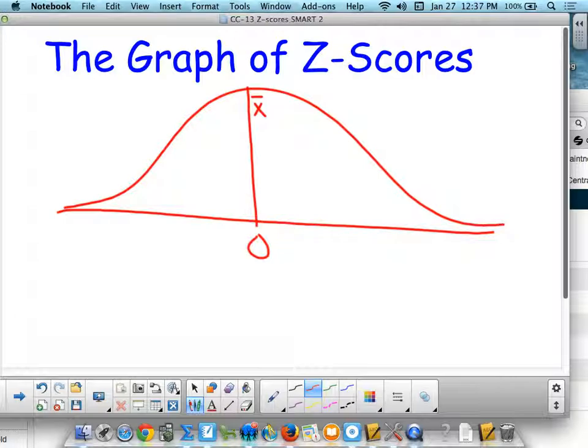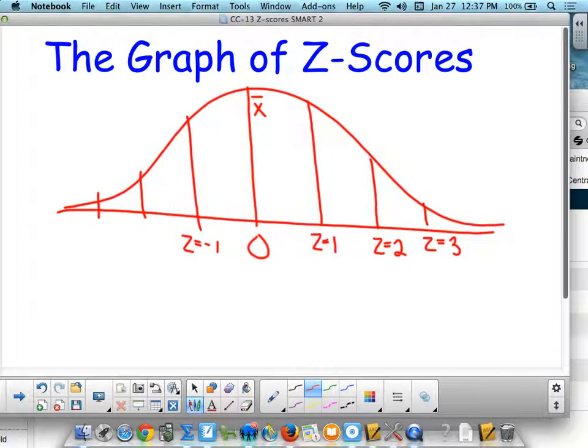Then they said, let's go with a z-score of 1. That just means you're 1 standard deviation to the right. Z-score 2 means you're 2 standard deviations to the right. Z-score 3, 3 standard deviations to the right. And then same back here, this isn't going to change. This would be a z-score of negative 1, negative 2, negative 3.